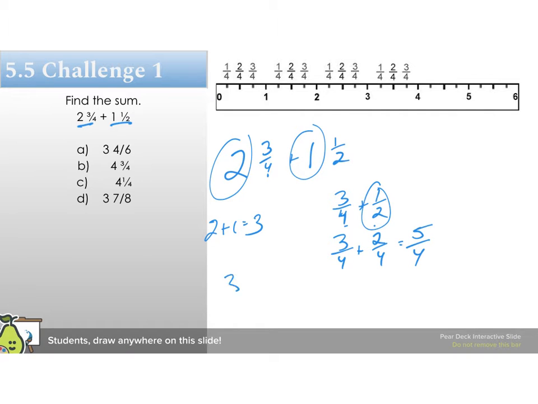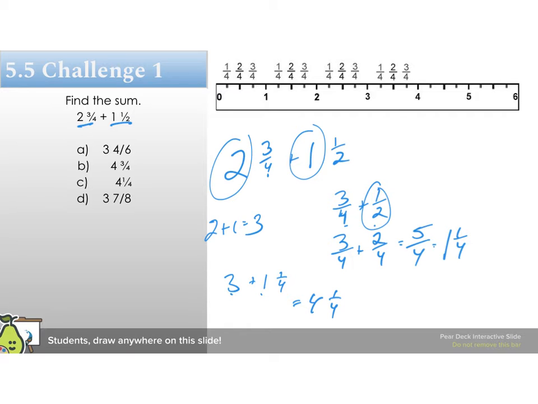So I'm not just going to go 3 and 5/4. 5/4 is still an improper fraction. That would be 1 whole and a quarter. So now I have 3 plus 1/4, or 1 and a quarter. Now I can go 3 plus 1 is 4 and a quarter.